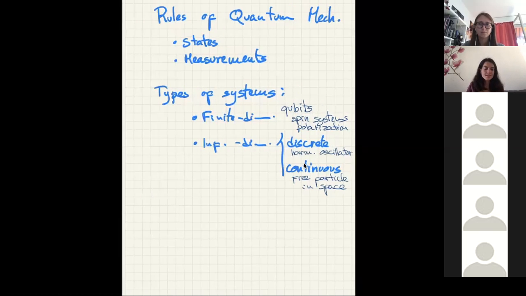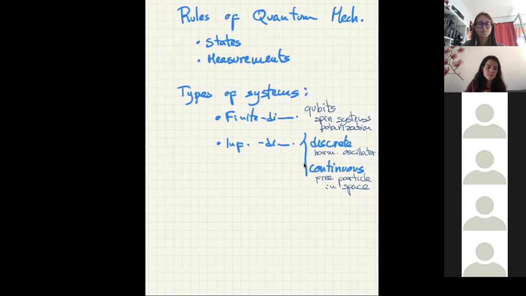Let's start with states then. First of all, we take a physical system, which is a big mess. And inside this physical system, we try to identify a nice, well-behaved subsystem. We'll see some examples in the lectures.